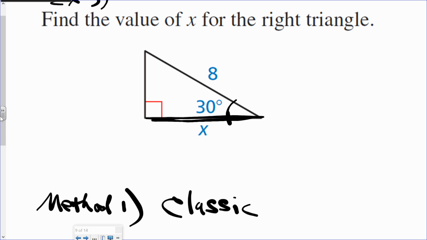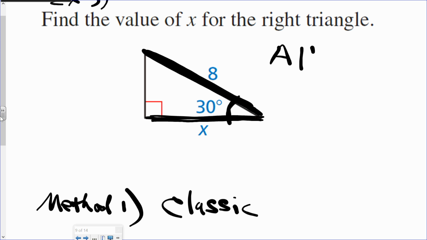I got a 30-degree angle. I got x and I got 8. What sides are x and 8 in relation to the 30-degree angle? They're either adjacent, hypotenuse, or opposite. X would be what in relation to 30? Adjacent. So I know I'm dealing with adjacent and hypotenuse, so I know I'm using cosine, SOHCAHTOA.